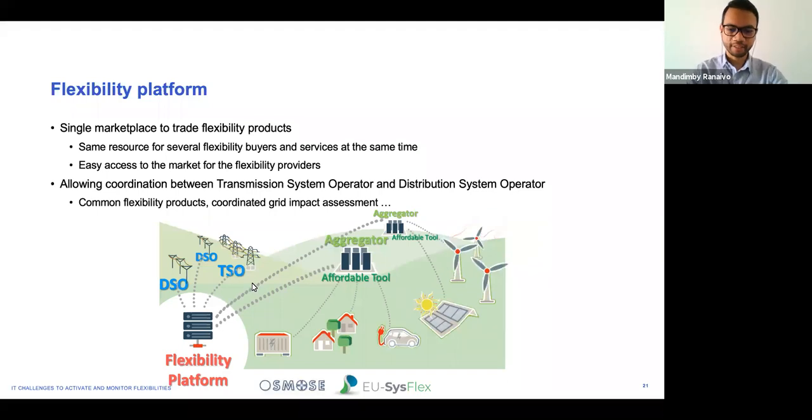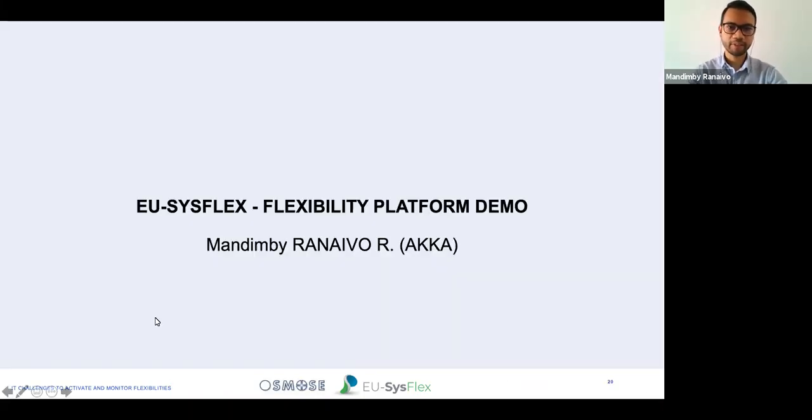Thank you very much. Good morning, everyone. My name is Mandevi Rainevo. I'm working for ACA, and in the EU-SysFlex project, we are playing the role of an IT provider and integrator. As such, we are part of the team that has specified and developed the flexibility platform demo, which I will be presenting today. This presentation will be given from the perspective of an IT provider.